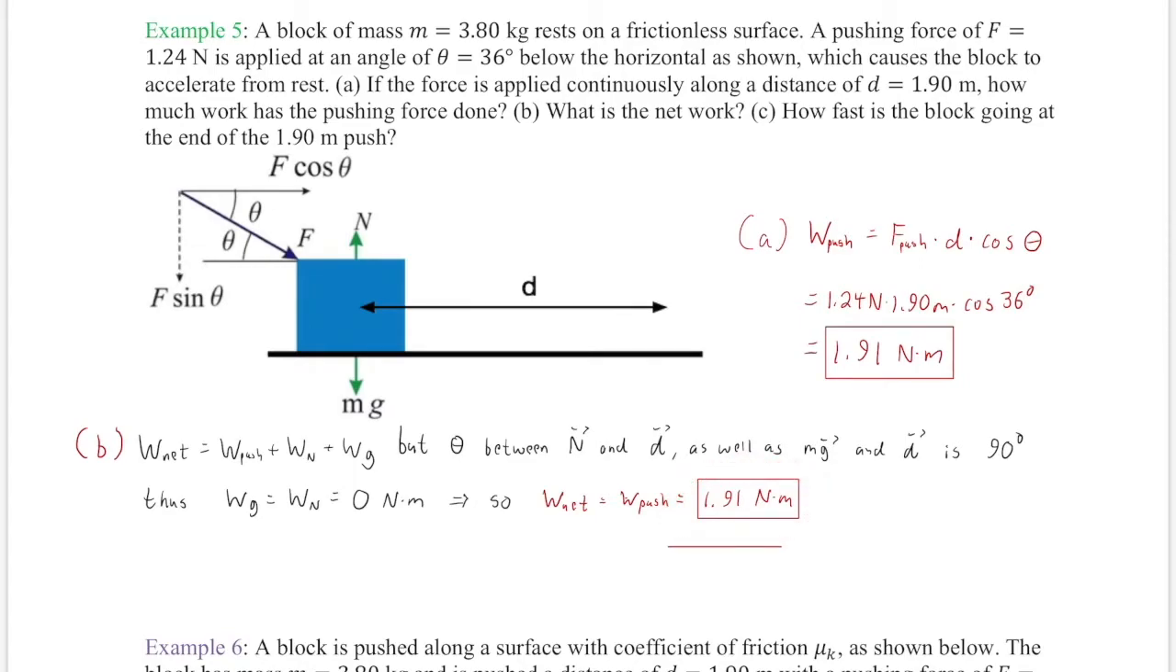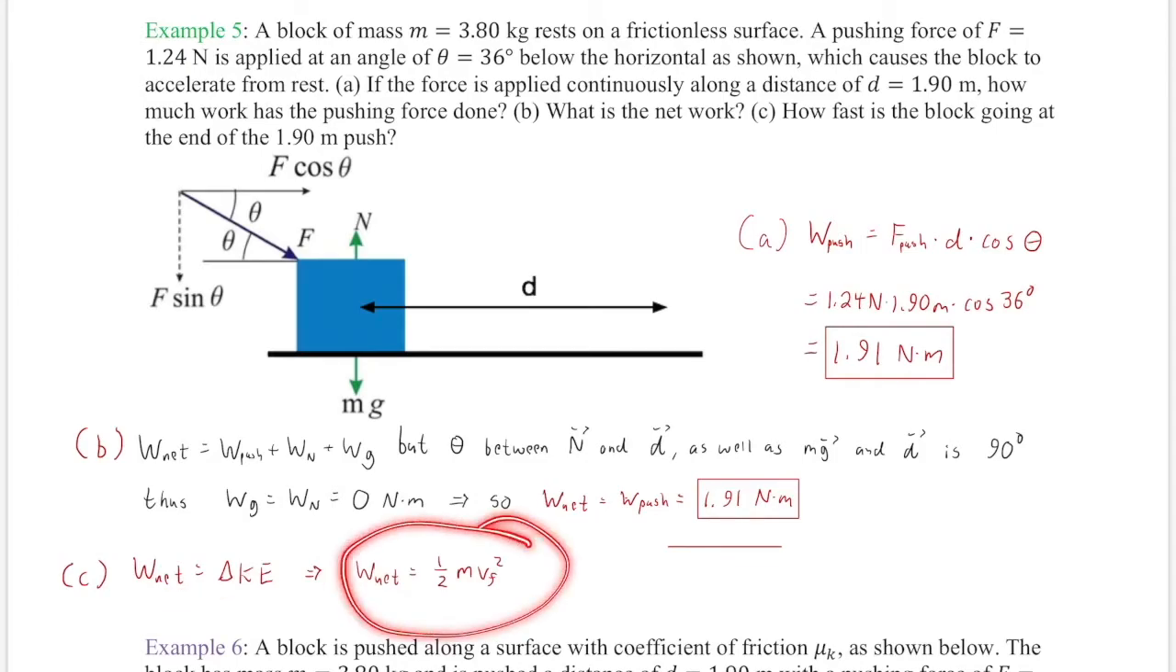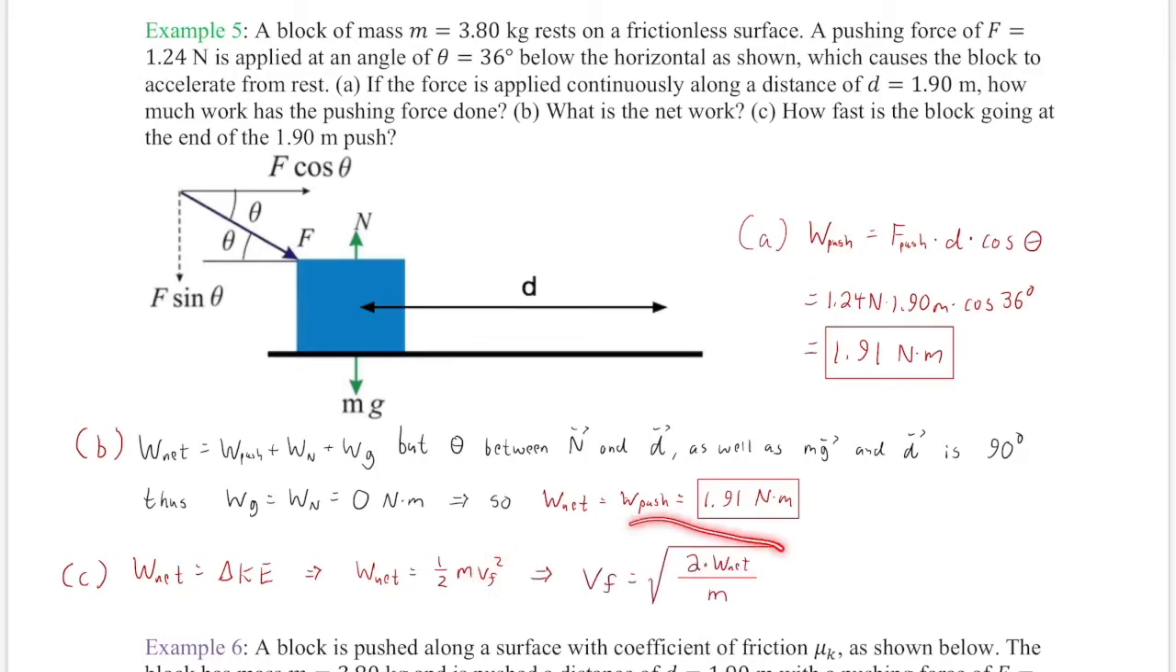Okay, so in part C, how fast is the block going, or how fast will it be going at the end of 1.9 meters? And remember, it did start from rest. So we're just going to use the work energy theorem, which means that the net work is just 1/2 mv final squared because its v initial was 0. And we'll go ahead and solve for v final, just the square root of 2 times net work over m. I told you that we'd see that formula again.